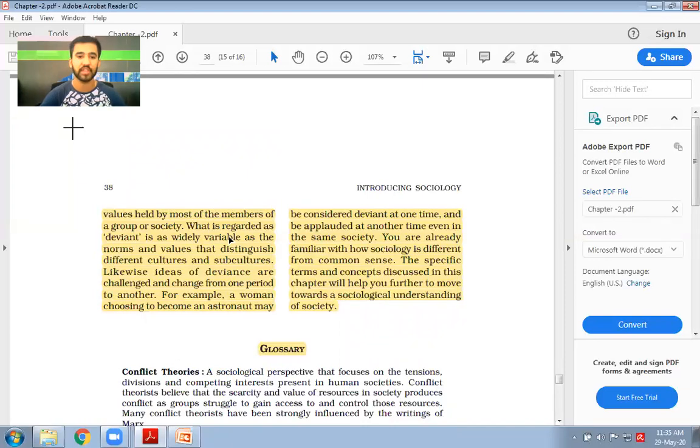So that is what negative sanction is all about. Okay, and that is what a deviant person is all about, right? What is regarded as deviant in a society? Okay, now what is regarded as deviant? Deviant human behavior varies from society to society.